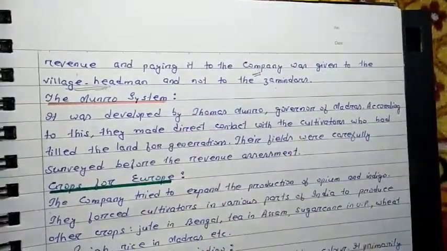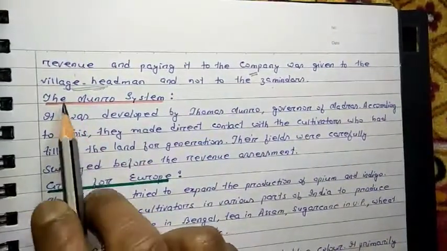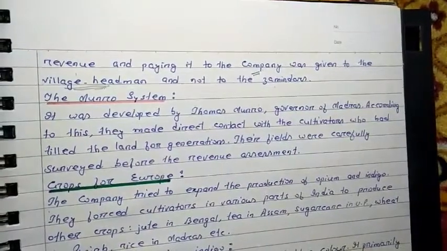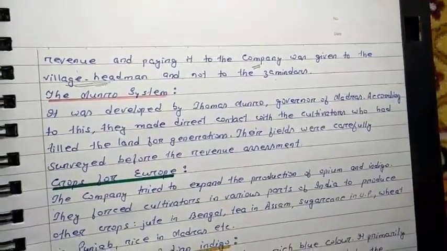Another system was devised by Thomas Munro, known as the Munro system. You can see it is there in your history book.